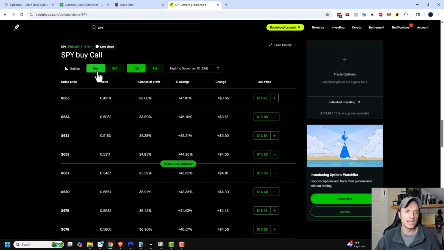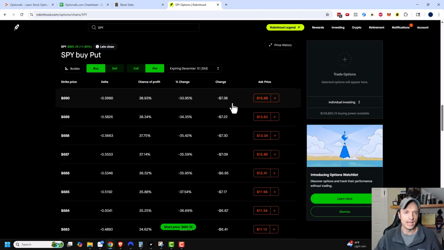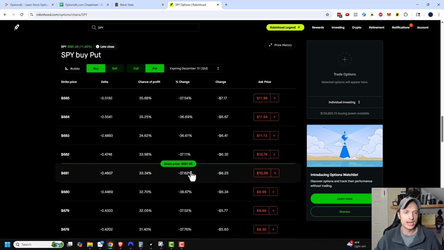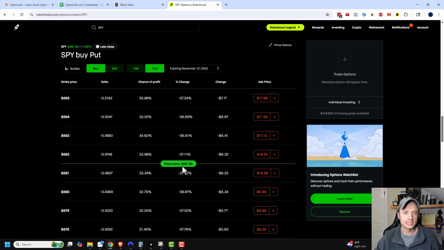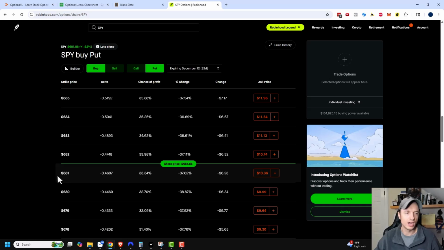So I'm buying, and I want to switch over to a put right here. For expiration, we'll just leave it at 32 days out. Let's look at what we've got going on. There are a couple of ways we can look at this. The current share price is $681.85. So any strike above that would be considered in the money, and any strike less than that would be considered out of the money.